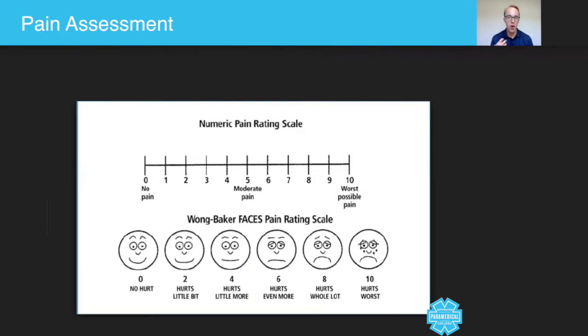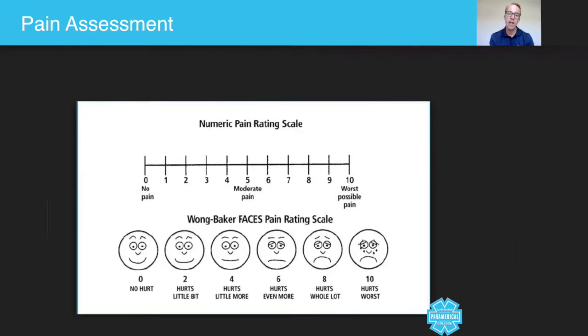Now, I'm sure you've all heard of this thing called a numeric pain rating scale. It's also called a visual analog scale, where you say to the patient on a scale of 0 to 10, 0 being no pain, 10 being the worst possible pain you've ever had, what number would you give the pain? Now, when the patient says 6 or 7, but they don't look like they're in any obvious discomfort, then as the paramedic, you have to assume that it's 6 or 7.